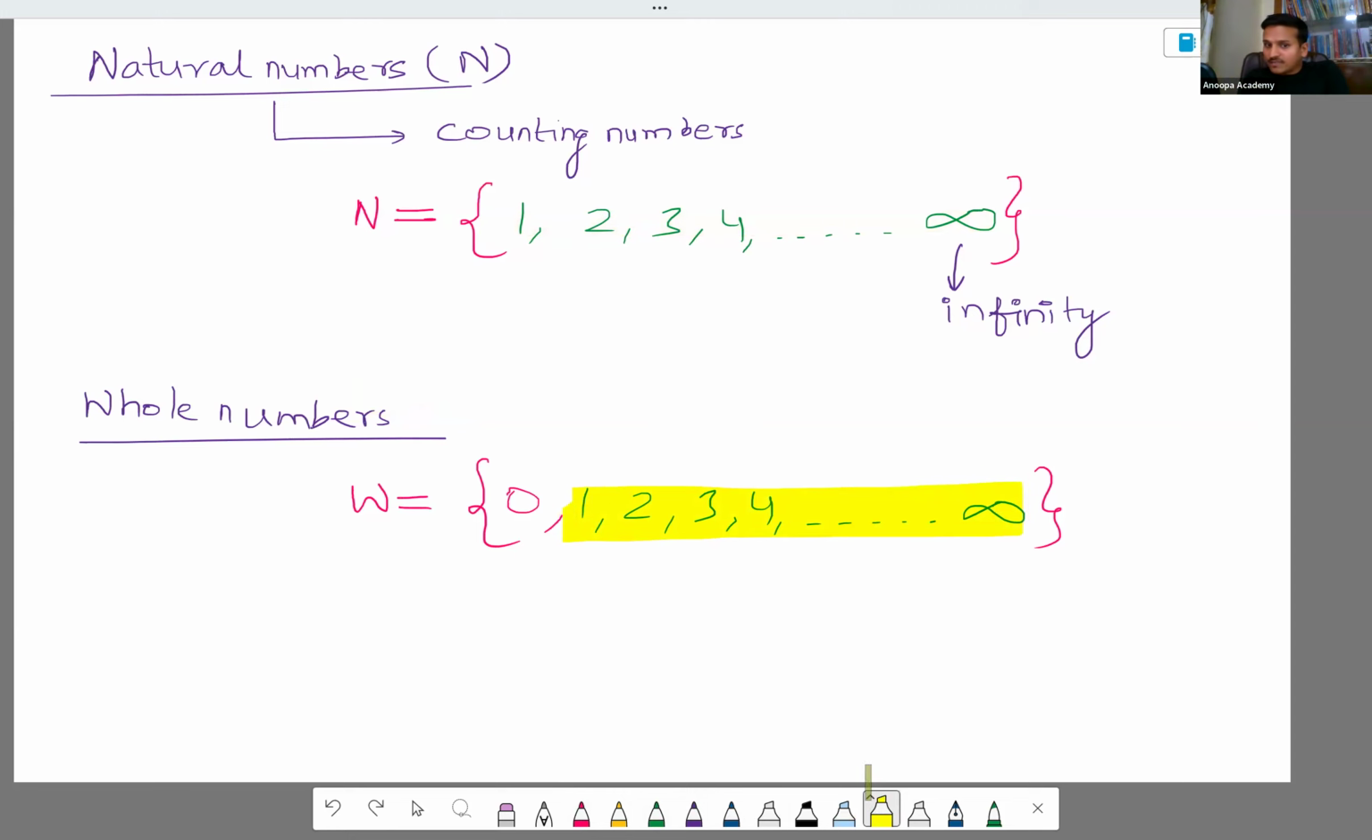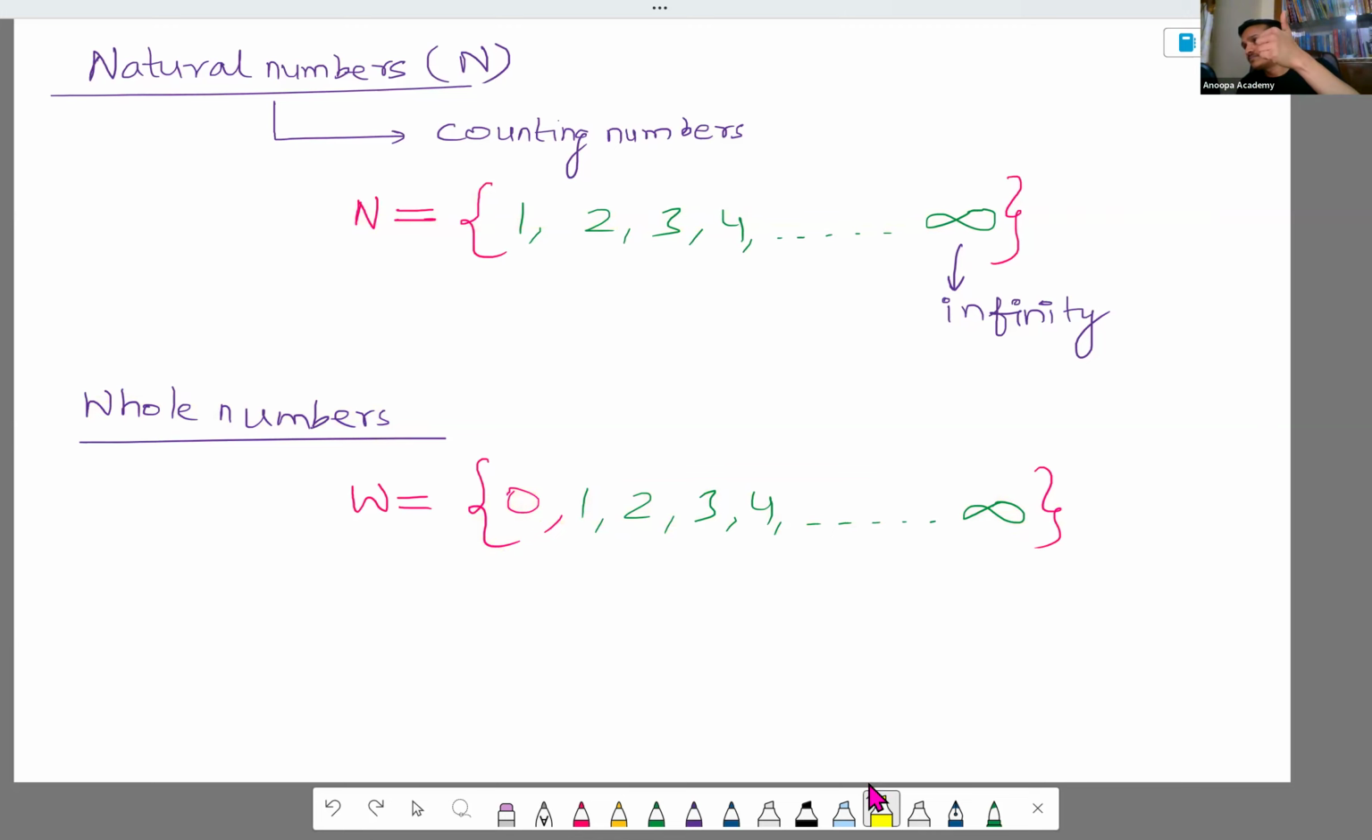Because in whole numbers we have 0 and natural numbers. So all the natural numbers are whole numbers, but vice versa is not true. All the whole numbers are not natural numbers. 0 is a whole number, but it is not a natural number. So please remember, all the natural numbers are also whole numbers, but all the whole numbers are not natural, because 0 is a whole number but not a natural number.